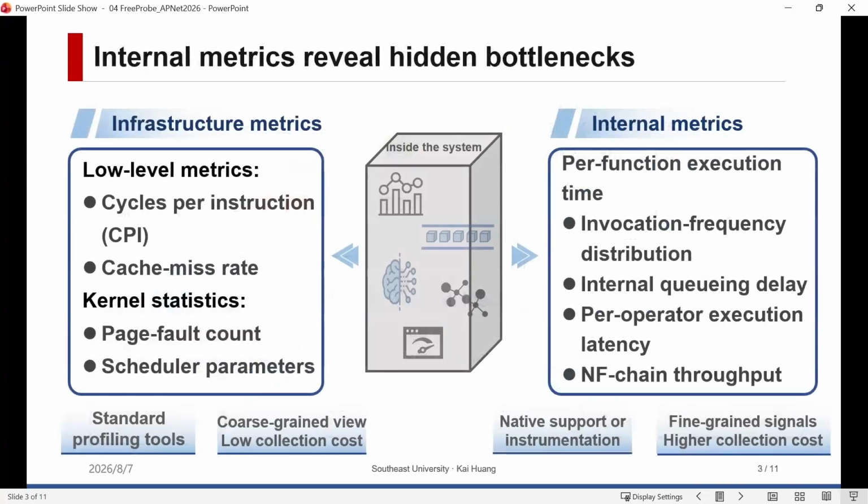We use two broad classes of metrics. Infrastructure metrics, such as performance counters and scheduler statistics, are easy to collect but give only a coarse-grained view. The second is internal metrics, such as per-function latency, invocation frequency, and queuing delay, which reveal where time is actually spent. They are much more actionable, but also much harder to expose.